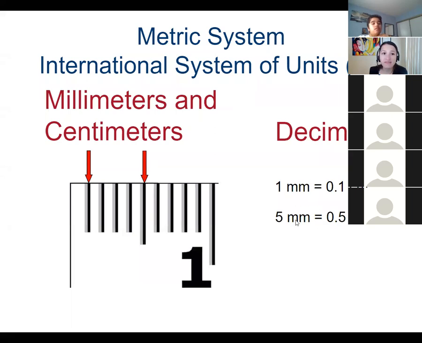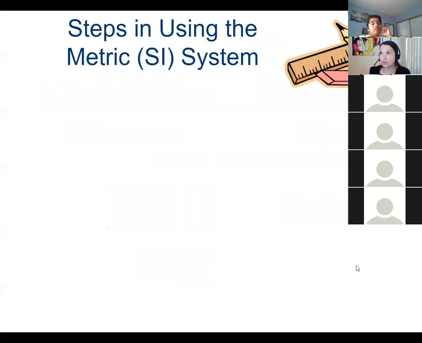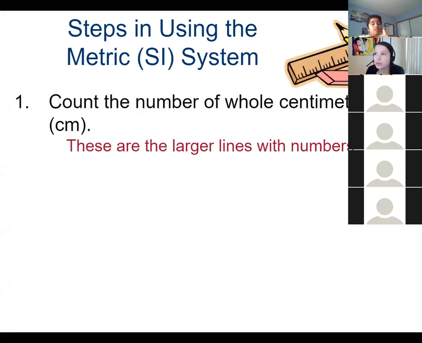Millimeters don't have decimals involved, and centimeters sometimes do. And 1 centimeter is 10 millimeters. So there are 10 millimeters in 1 centimeter. Again, notice the relationship between millimeters and centimeters. It's so much easier. Notice there are no fractions, no simplifications. It's all decimals.